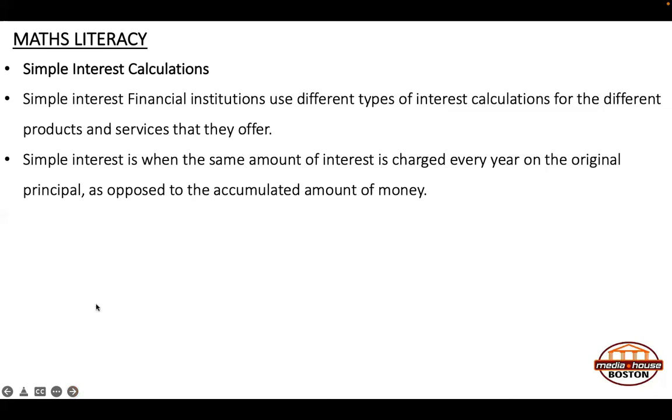So simple interest: financial institutions use different types of interest calculations for the different products and services they offer. Yes. So guys, remember that they'll charge different types of interest depending on what they're offering you and how they're offering it to you. Simple interest is when the same amount of interest is charged every year on the original principal as opposed to the accumulated amount of money.